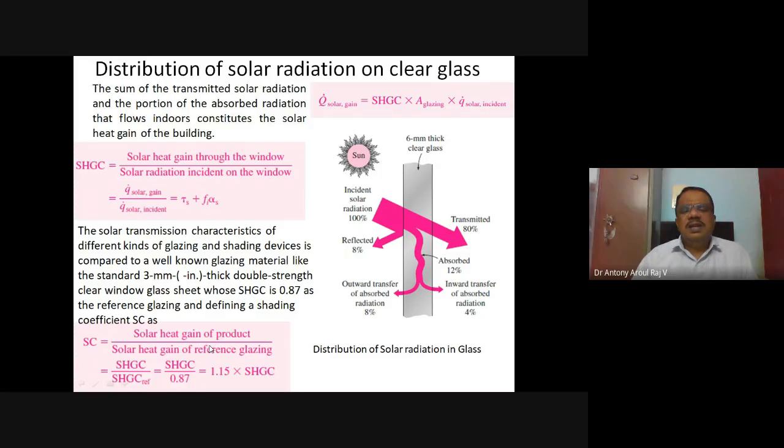It is like you have something called density, and the ratio of densities we call specific gravity. I'm taking a ratio like that, and I call it the shading coefficient. We are comparing that property of two materials: one is our material and the other one is the reference material. That is how I have the shading coefficient. So the shading coefficient is also an important property of the glass.